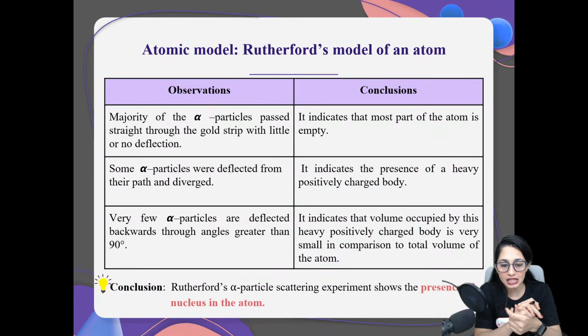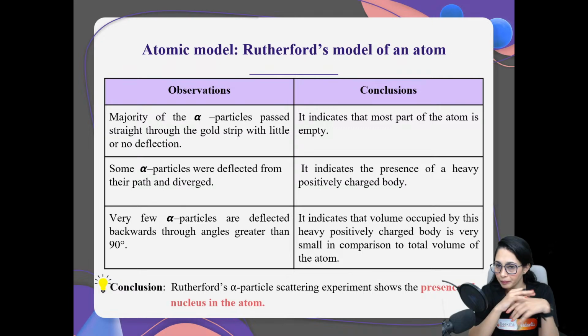Very few alpha particles are deflected backwards through angles greater than 90 degrees. Just 1 in 12,000 alpha particles bounce back. So what does it indicate? What does it conclude? It indicates the presence of a heavy positively charged body. And since very few alpha particles deflected backwards through angles greater than 90 degrees, the volume occupied by this heavy positively charged body is very small in comparison to the total volume of the atom.